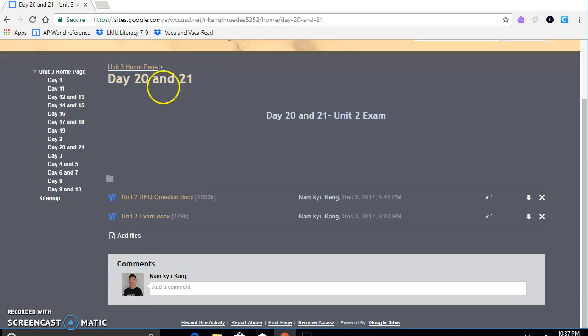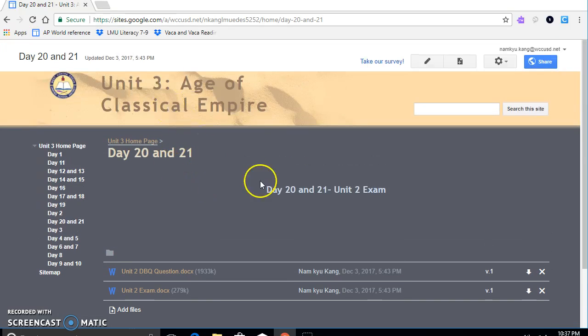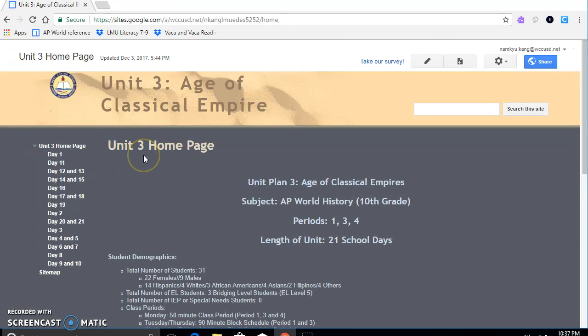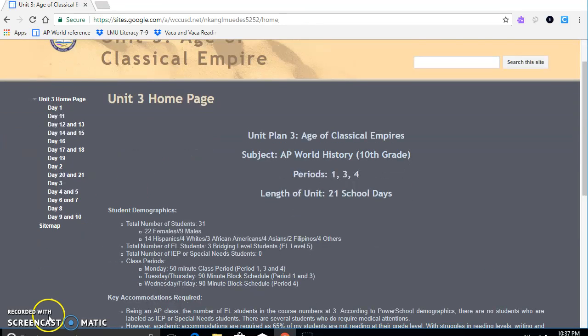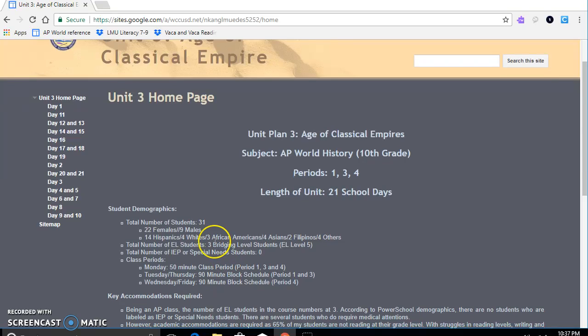So overall, that is my Unit 3. It says Unit 2. I need to fix that. Unit 3 for LMU. Unfortunately, my video can't go over 15 minutes as I'm using the free version of Screen-O-Matic, so it won't let me record more than 15 minutes.